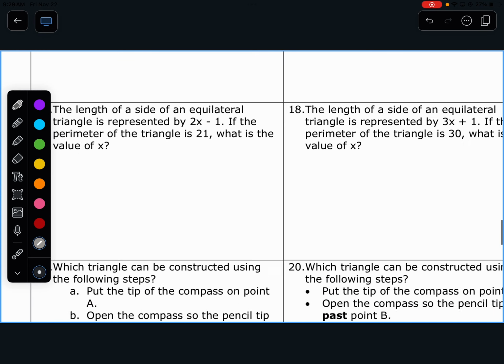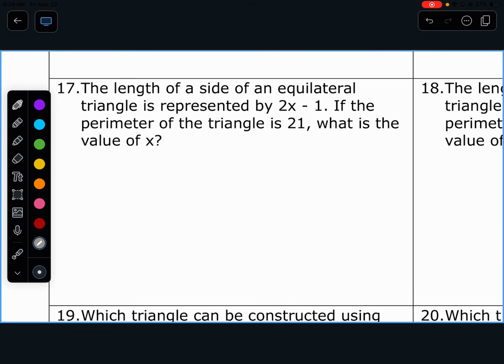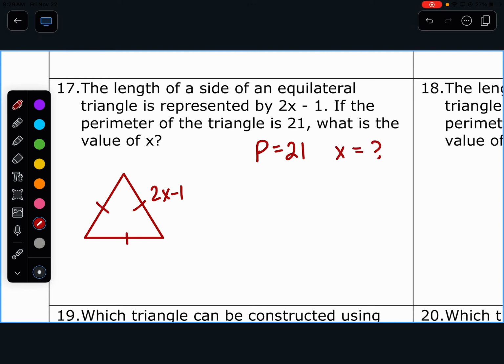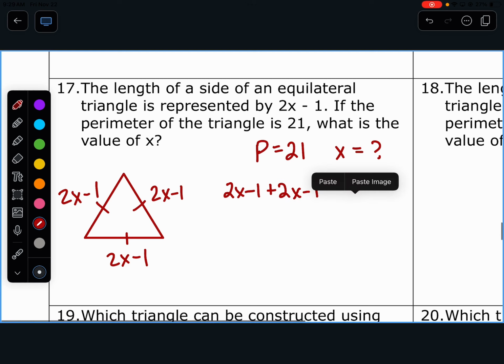Number 17, the length of the side of an equilateral triangle is represented with 2x minus 1. If the perimeter of the triangle is 21, what's the value of x? All right, so if this is equilateral, all three sides are the same, which means I can just do this. So we can have 2x minus 1 plus 2x minus 1 plus 2x minus 1. Or just multiply by 3. And then set that equal to 21.